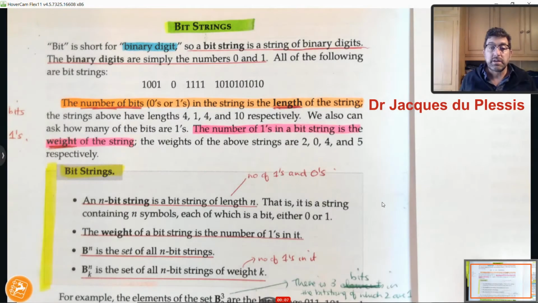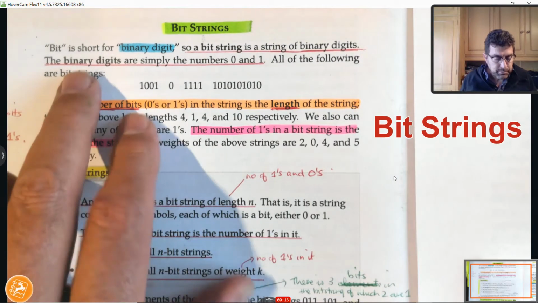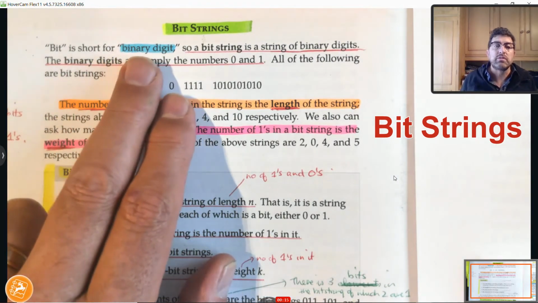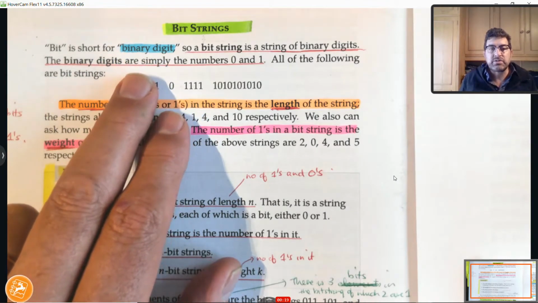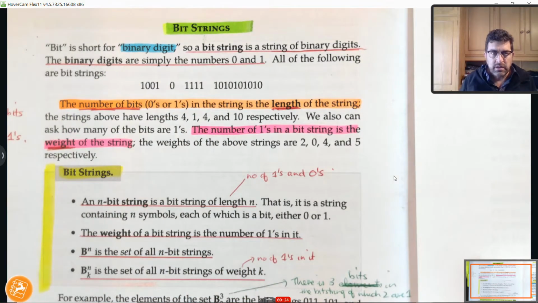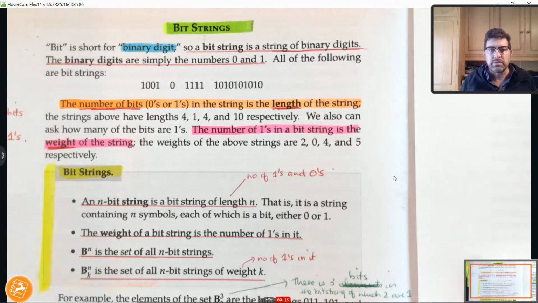Okay, folks, we're going to look at the notion of counting using bit strings. So what is a bit string? A bit string is short for a binary digit string. It is a string of zeros and ones that are put together and used to count things with.